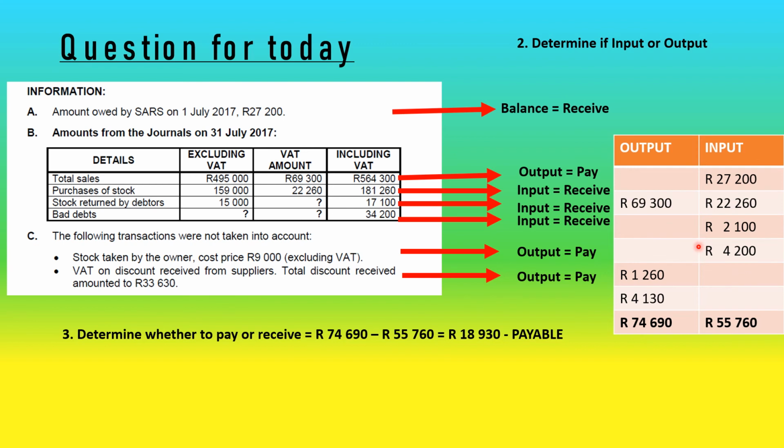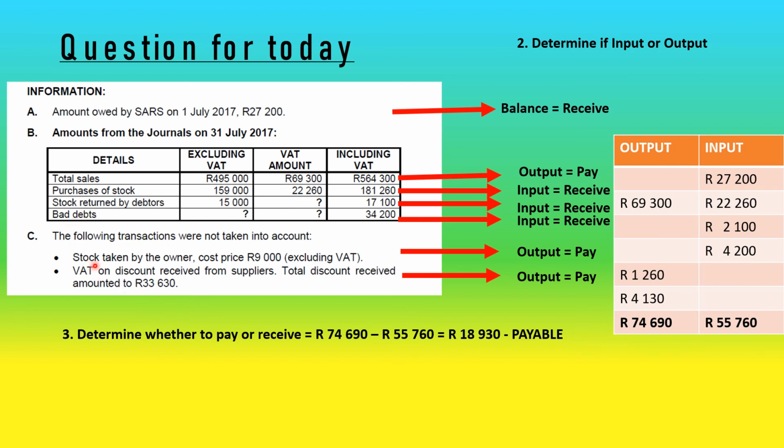You will not receive that money, and that money was part of your sales. So in the total sales part, in your 69,300, that sale was part of the bad debts that you didn't get. Therefore, you need to deduct it, and you deduct it by putting it under your input column.